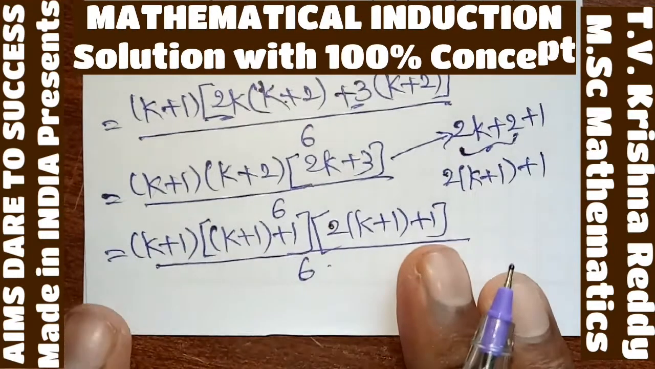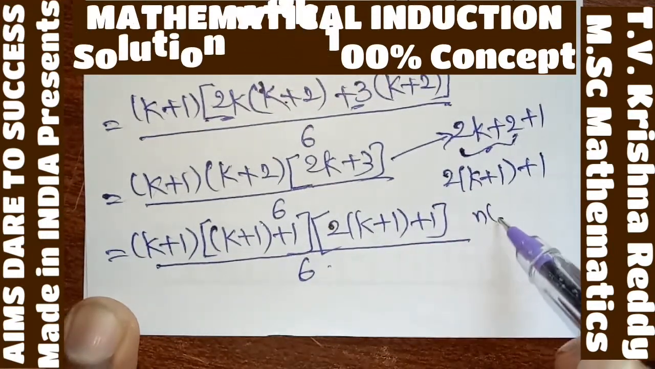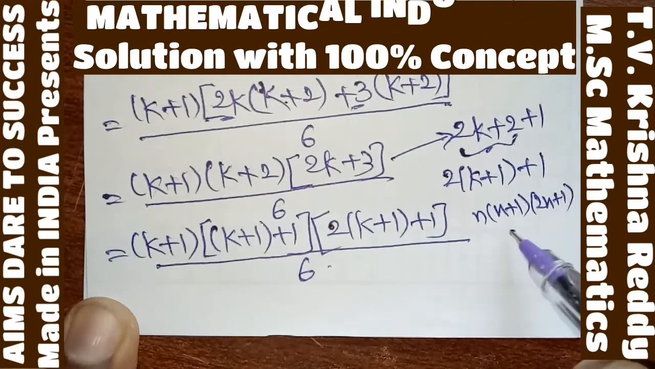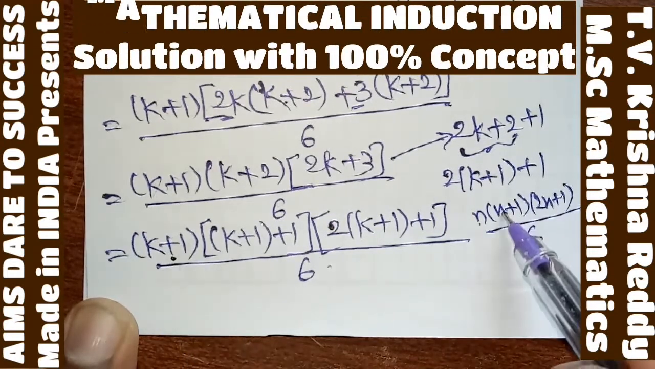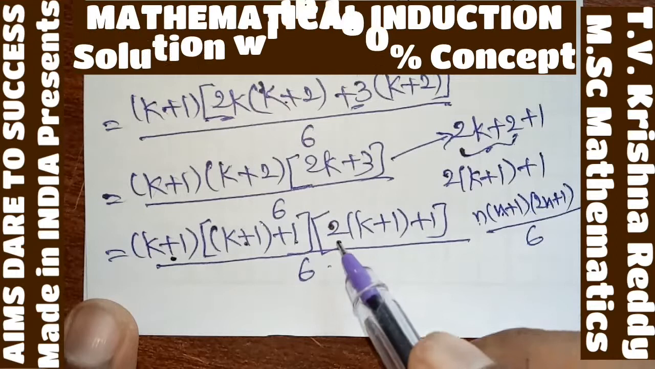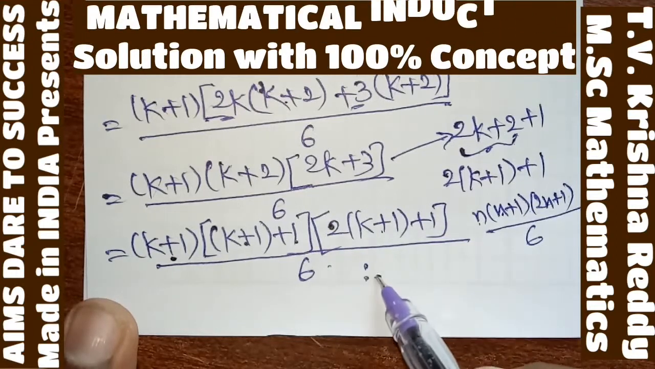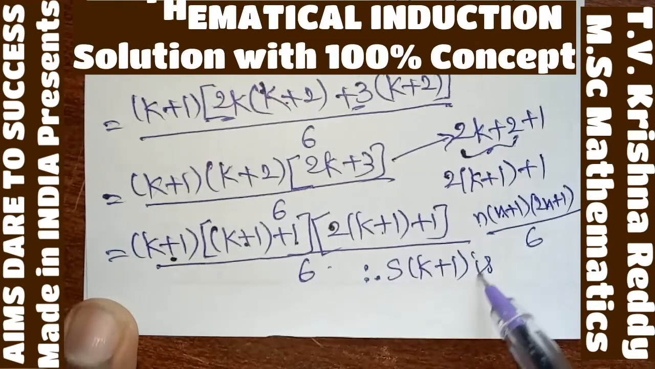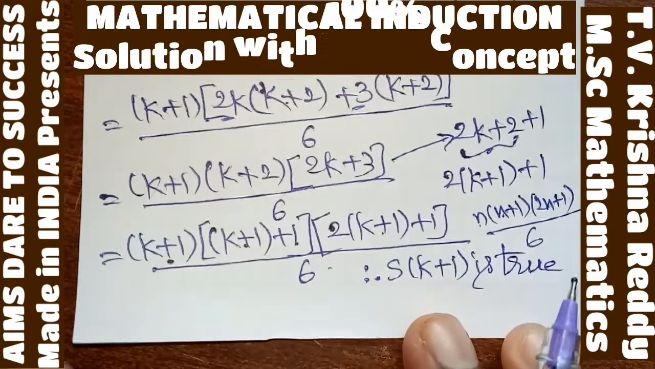After this, maximum value completed. RHS value in the given problem is n into n plus 1 into 2n plus 1 by 6. N is k plus 1, n plus 1 is k plus 1 plus 1, 2n plus 1 is 2 into k plus 1 plus 1 by 6. So here n is equal to k plus 1 is satisfying. So S of k plus 1 is true. Third step completed, my dear students.